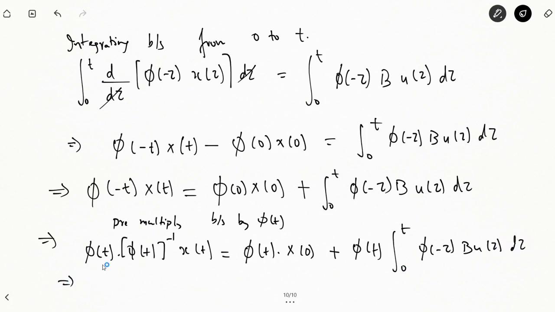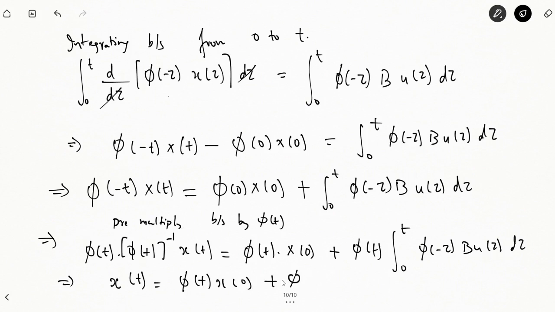Fine. So phi(t) into phi(t) inverse is actually the identity matrix into x(t), so only x(t) remains there. So this is x(t) is equal to phi(t) x0. So up to here this solution is the same. That was in the case of a homogeneous solution. Now in case of a non-homogeneous solution, this term is additional. So x(t) is equal to phi(t) x0. This is the solution of a homogeneous state equation.